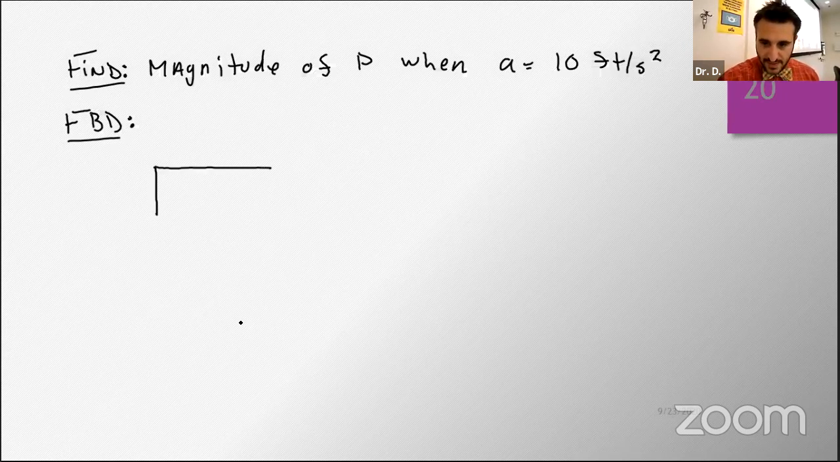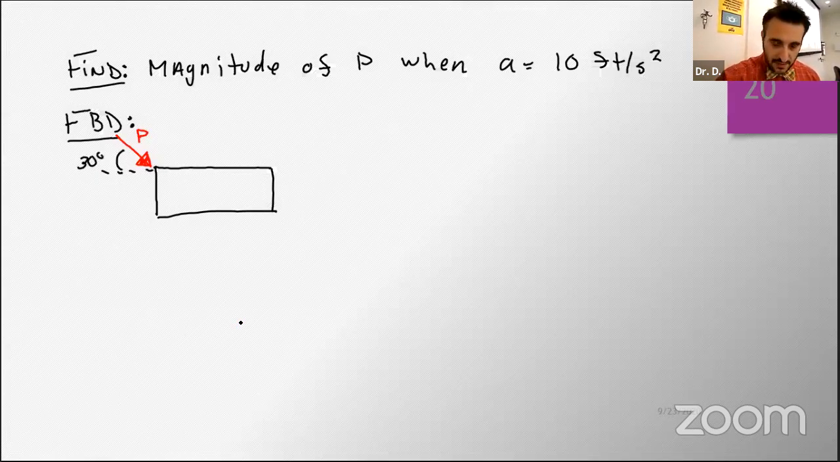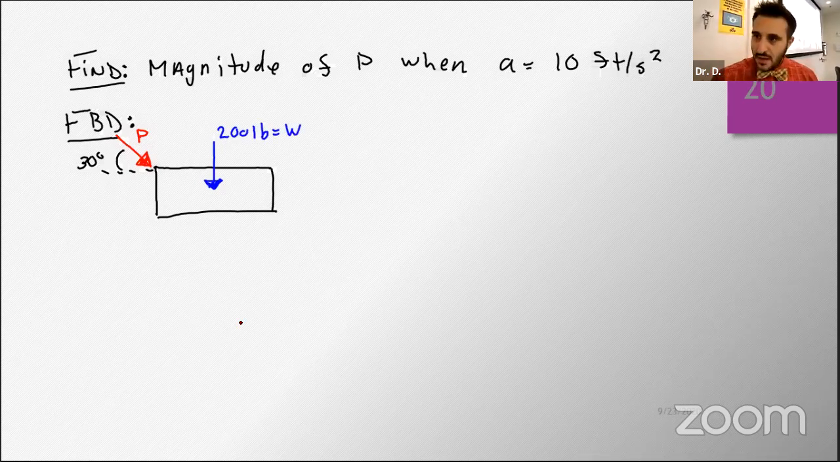Well, I have my Pez. I've got my force here. That was my force P. We were told that P is at 30 degrees. I have my weight acting at the center of gravity. This is 200 pounds. That's my weight. I've got some normal force, and I've got some friction here. Call that little f. Friction should always act opposite the direction of motion. It's always going to be fighting us.